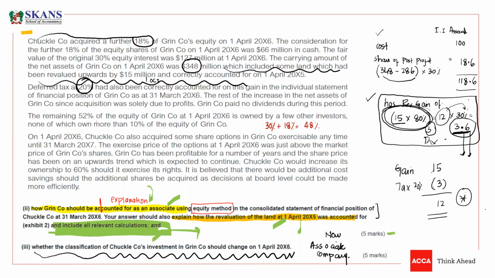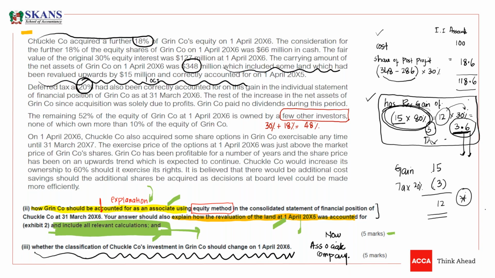The remaining 52% of the equity of Green company at 1st April X6 is owned by a few other investors. What does it mean? Why is it important that they are few? None of which own more than 10% of the equity of Green. Although they don't own more than 10%, they are very few. Why is this important?